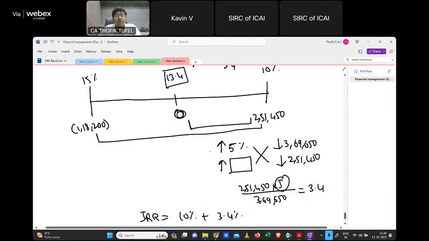Suppose you forget the formula, by concept at least you know what you have to do. At least in plus minus you will not be confused. So this is how you have to calculate the IRR.